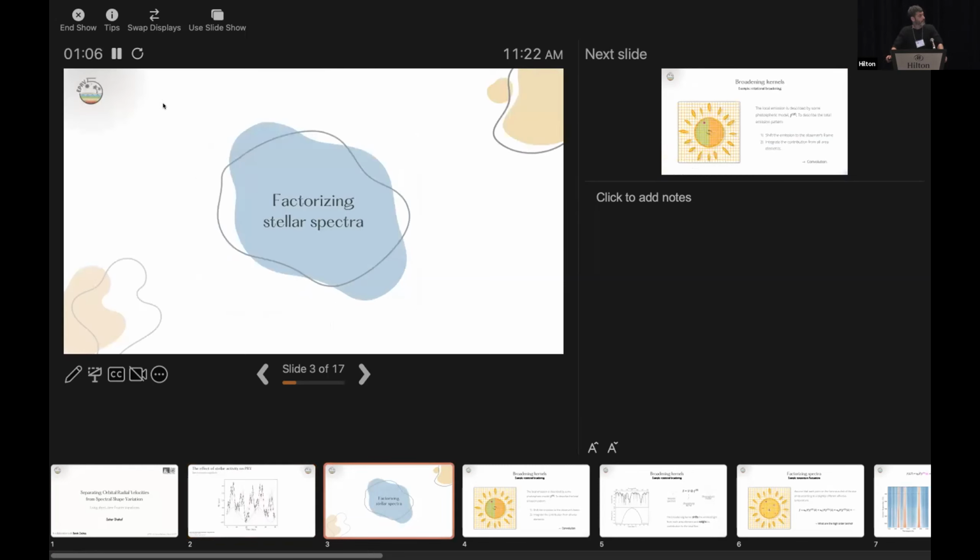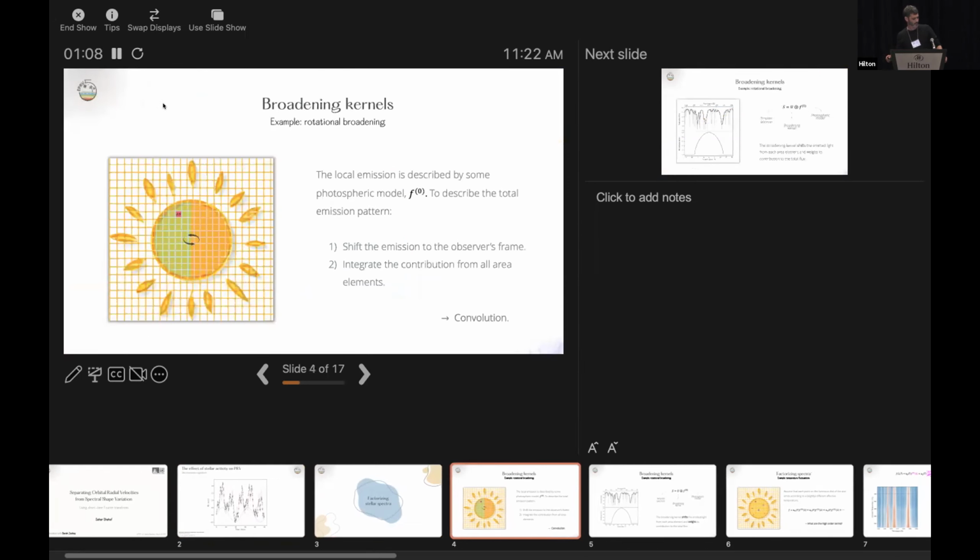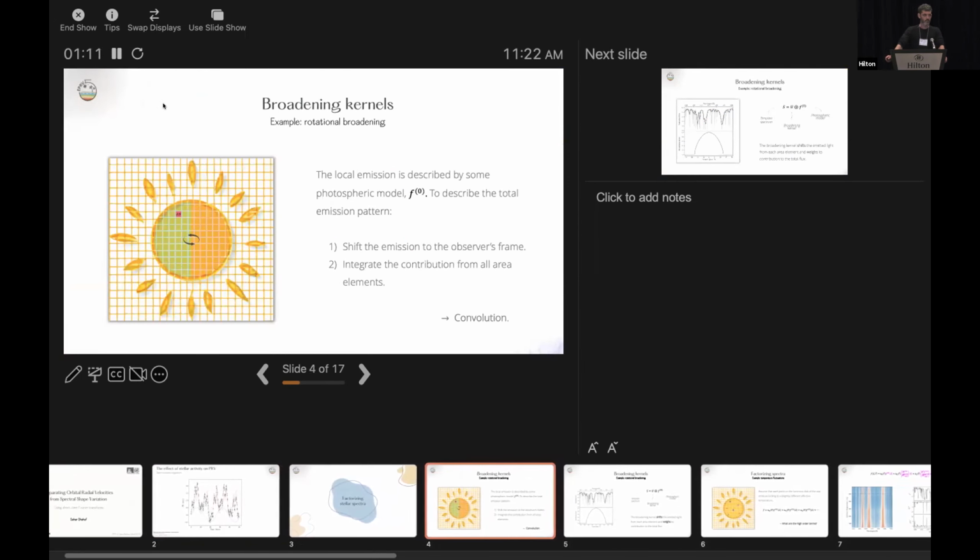To do so, we need to factorize the spectra. I will tell you now what I mean by that. So earlier today, Francesco told us about convolution kernels, right? Now, let's imagine that we have a perfectly quiet star. And by perfectly quiet, I mean that each parcel on the surface of the star emits exactly the same emission pattern, no matter what. And we know how to model that pattern, let's call it F naught.